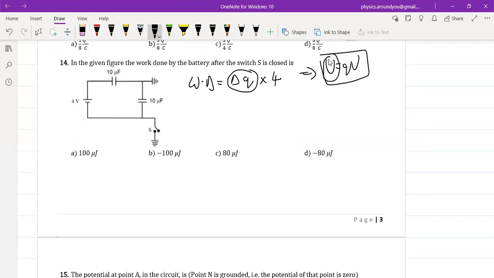Work done by the battery is always in the form of potential energy. How much did it lose? It pushed Q through V. V is 4 over here. So total energy spent by it is QV. How to find delta Q?